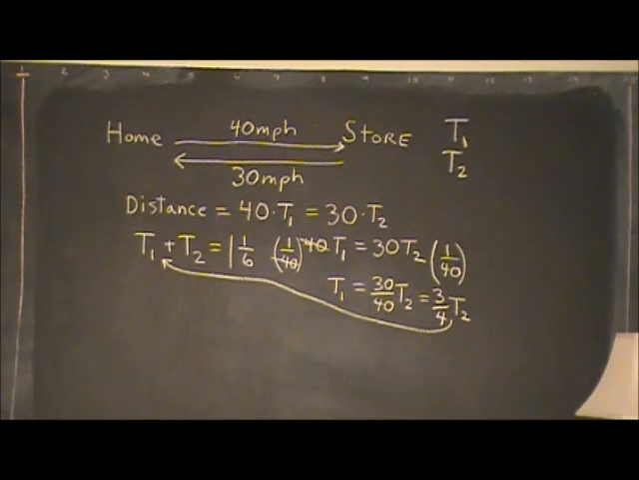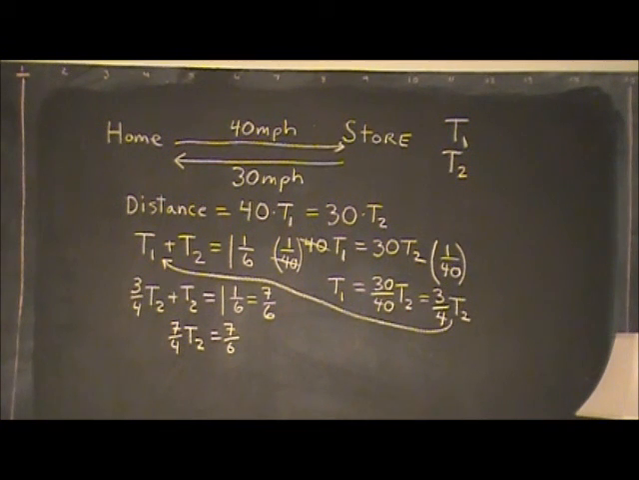We can then plug that relationship for t1 into the first equation. Therefore, 3/4 times t2 plus t2 is equal to 1 1/6, which is just equal to 7/6. Summing the terms on the left-hand side, we can see that 7/4 t2 is equal to 7/6.